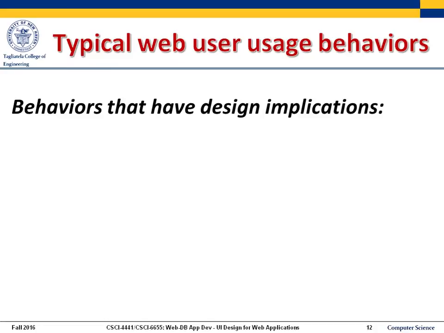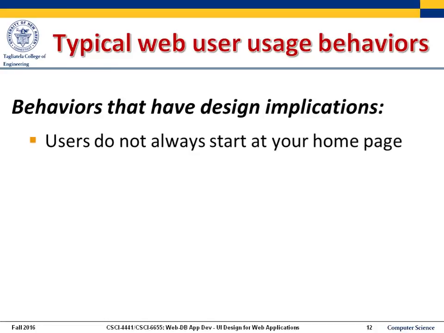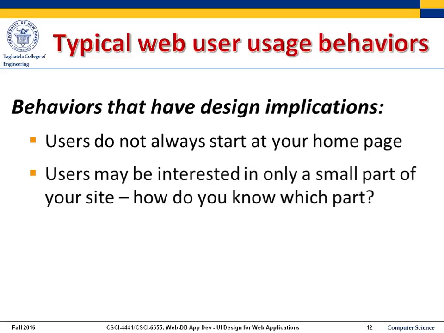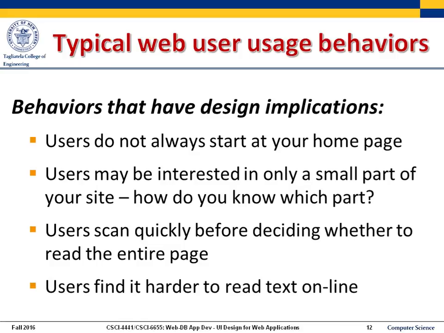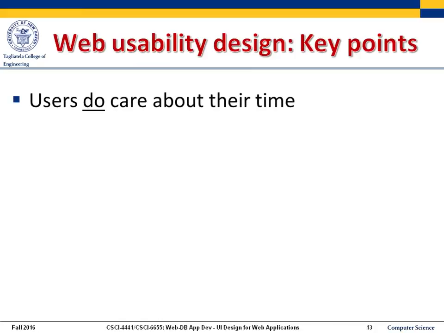Some of the other behaviors that web users have: as I said, they don't always start at your home page, so that could be an issue. They may only turn out to be interested in a small part of your site. How do you know which part? And how do you design so that they can get there fast? They scan very quickly before deciding to read what you've put there. And this is a physical thing: users have a harder time reading text online versus printed text. That's just true.